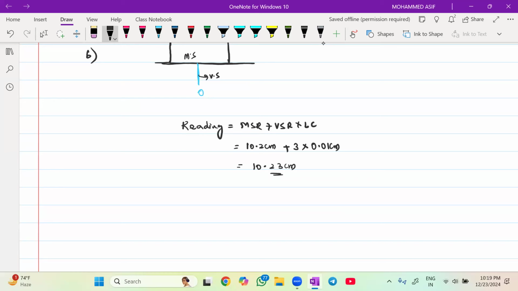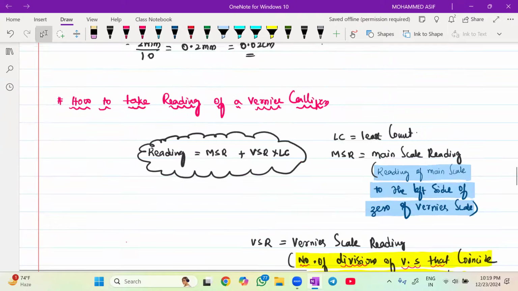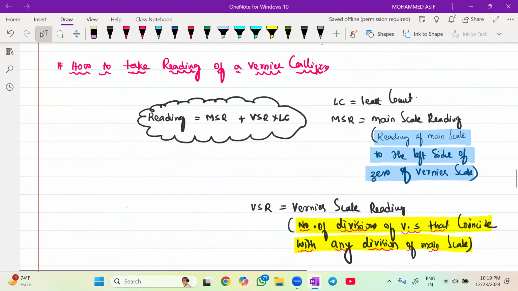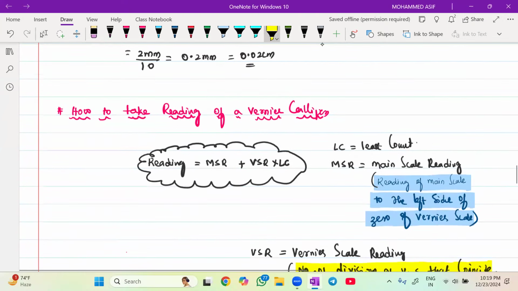Am I clear? Yes, sir. I hope you got an idea right now how to calculate the least count and how to calculate the readings. Am I clear for everyone? So what is the reading formula? Reading is equal to main scale reading plus your Vernier scale reading. Clear everyone?